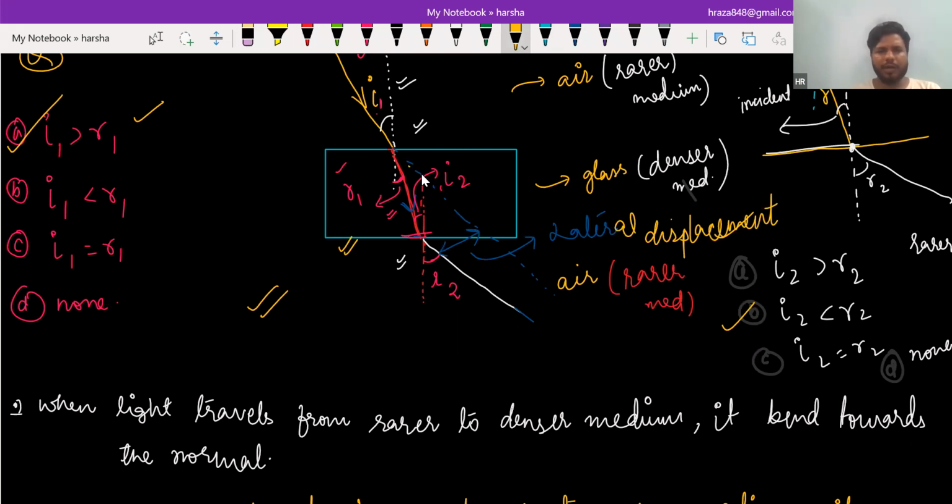Before bending, it traveled in this path, but after bending, the original path is this. So the distance between these two points, basically these both are parallel to each other, this distance is called lateral displacement. Is that clear? Yes, sir.